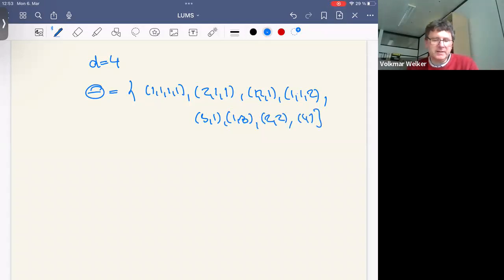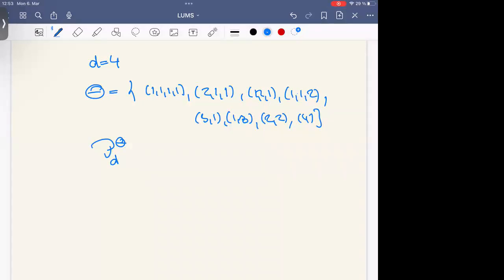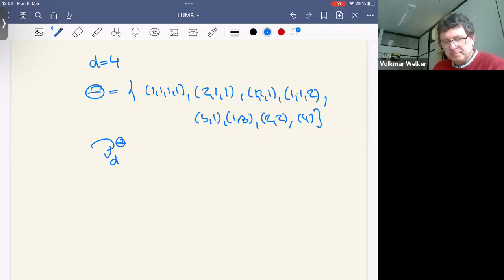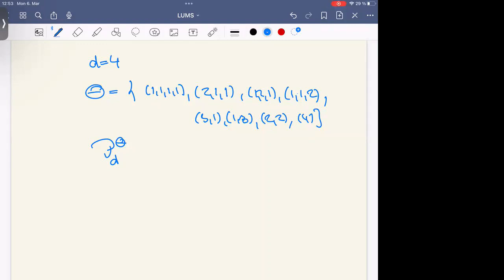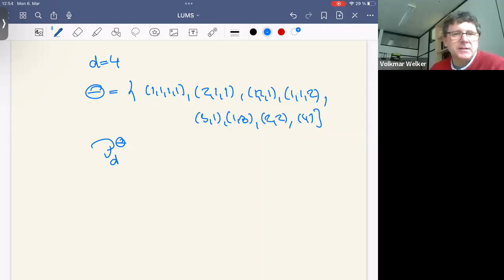The corresponding P_d theta would be only polynomials with only real roots, but not all of them, some of them. Just take those: 4 single real roots, a double real root and 2 single ones, a triple real root and a single one, 2 doubles, and a 4. And then you can understand this space.